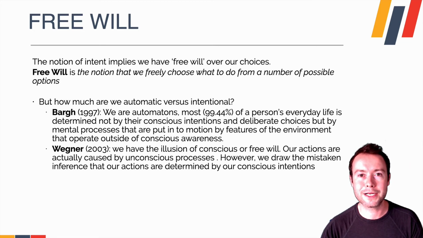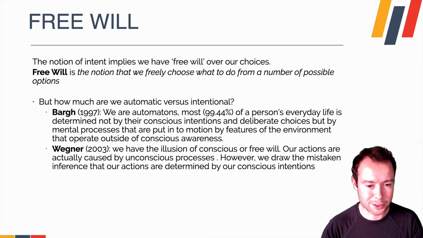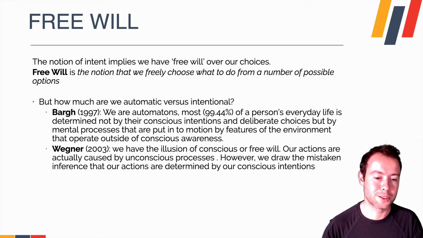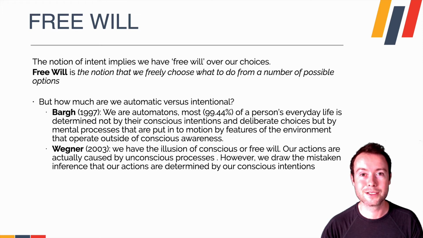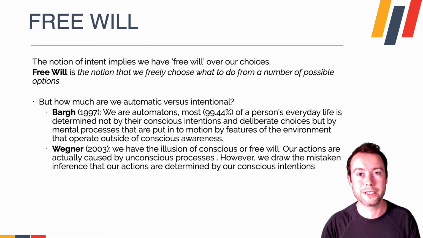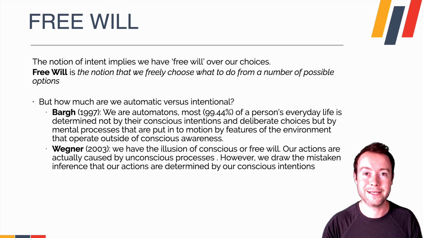So for example, John Bargh, who we've already met earlier, makes an argument that actually a lot of our behavior is primarily automatic. And at the most extreme, he says that 99.44% of a person's everyday life is determined not by their conscious intentions and deliberate choices, but by mental processes that are put into motion by features of the environment that operate outside of our conscious awareness. So the vast majority of choices and decisions that you make in your daily life are not things that we have any conscious control over. It's not things that we're exerting any intentional control or attention towards.